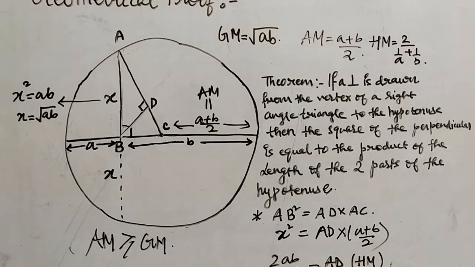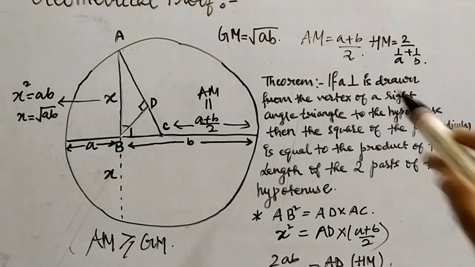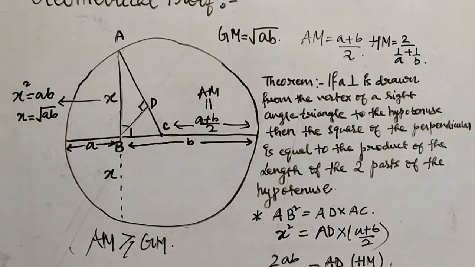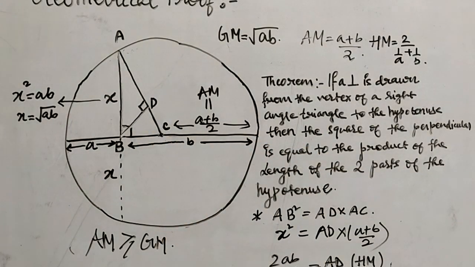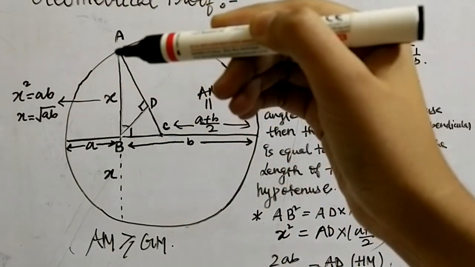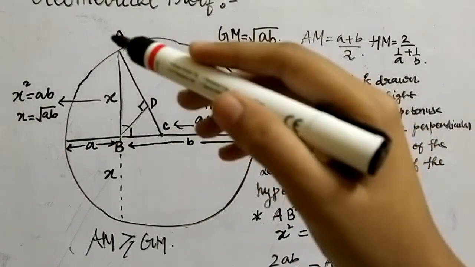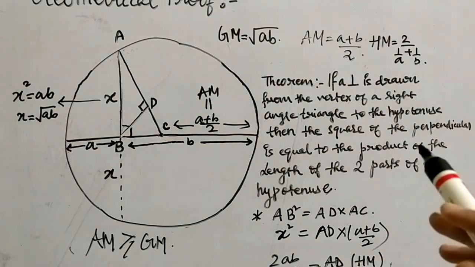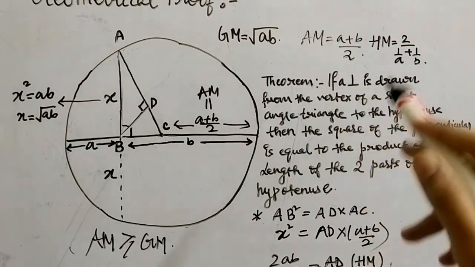Now, what is the harmonic mean? In order to prove it, we have made a perpendicular from the vertex B on the hypotenuse. This is another theorem we have read: if a perpendicular is drawn from point B on the hypotenuse AC, then the square of the perpendicular is equal to the product of the segments of the hypotenuse. So this is the result: AB square is equal to AD into AC. We have so many results, but we have taken only this one because we will use it to prove the relationship between the geometric mean and harmonic mean.